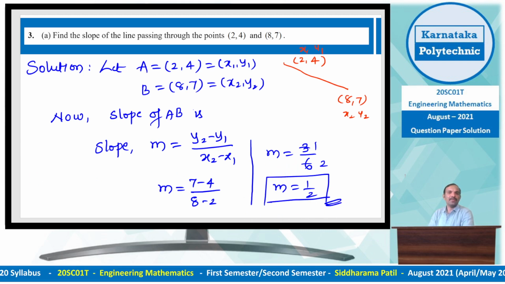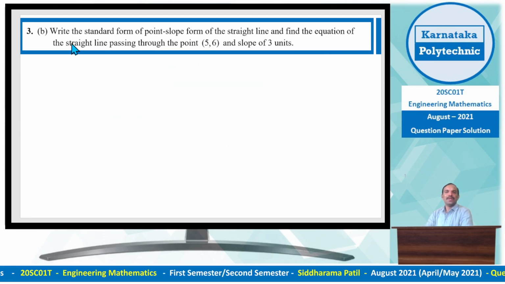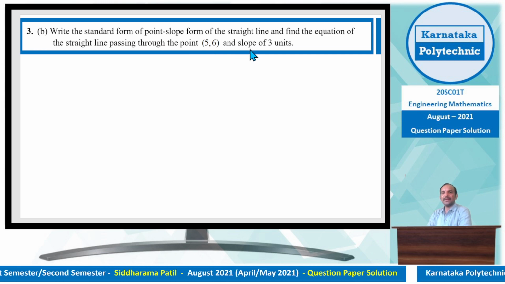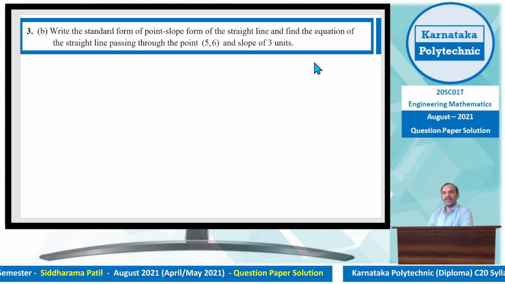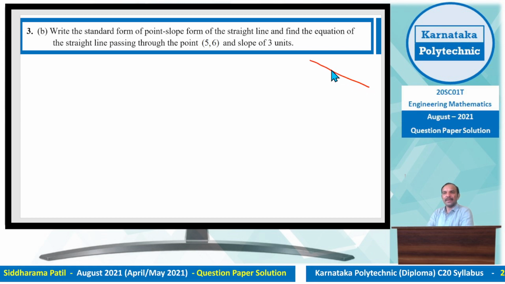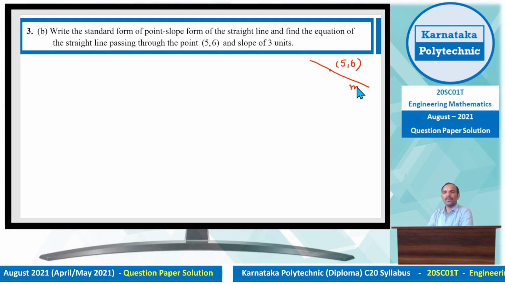Moving to next question 3b. Write the standard form of point slope form of the straight line. Find the equation of the line passing through the point (5, 6) with slope 3 units. The question is, you have to find out the equation of a straight line passing through (5, 6) having slope 3 units.